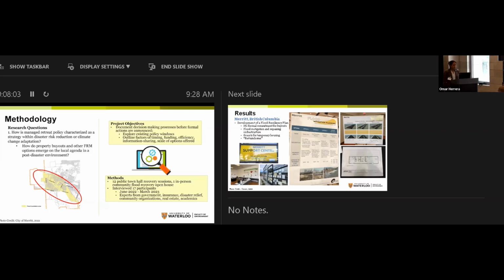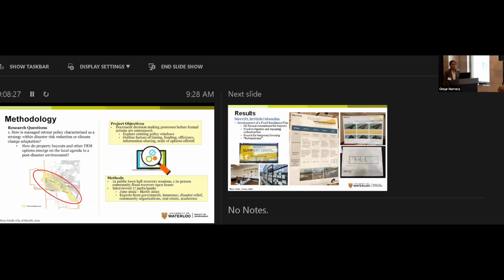And finally, we came up with some factors that looked at how those decisions are being made at the municipal level, with considerations of what was going on at the regional district at the time when they were developing their larger BC flood strategy. Some methods, not really going to go into it too much, but really was a mixed method study, qualitative in nature.